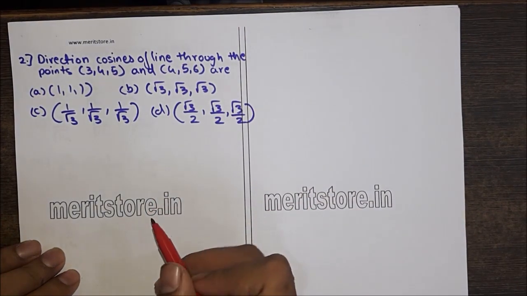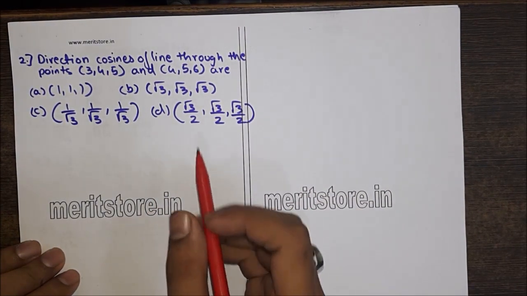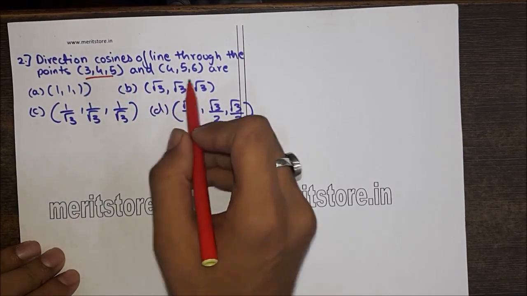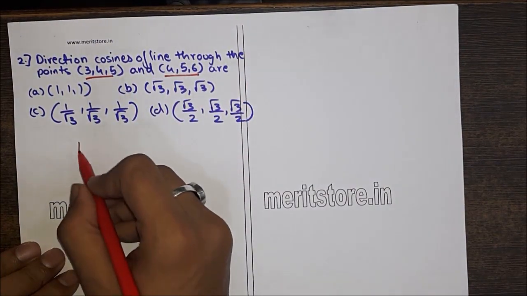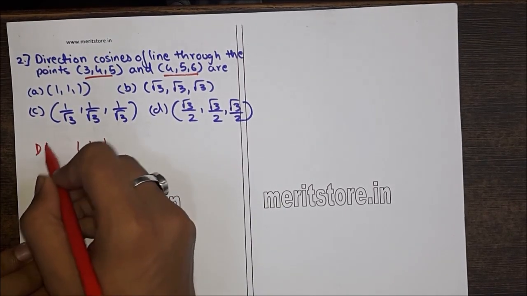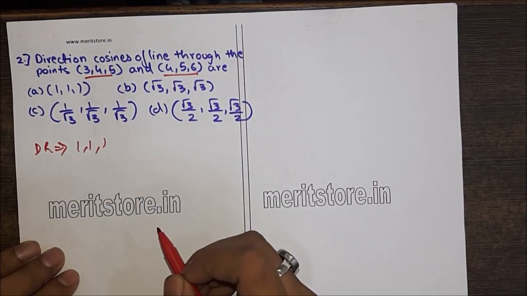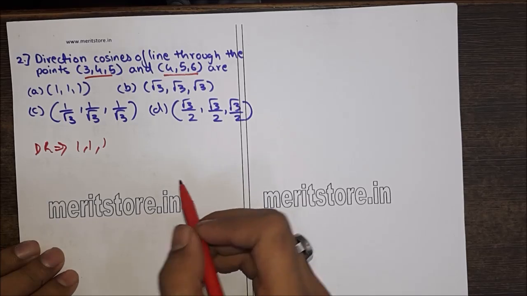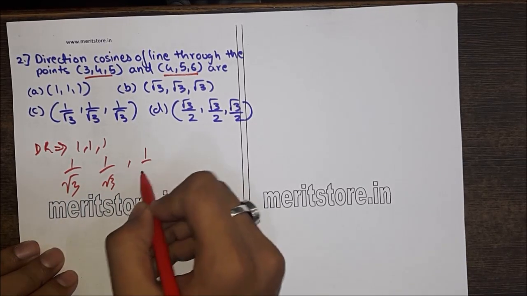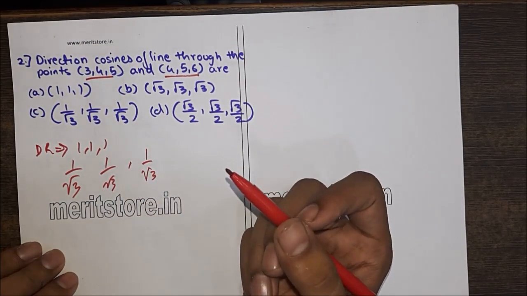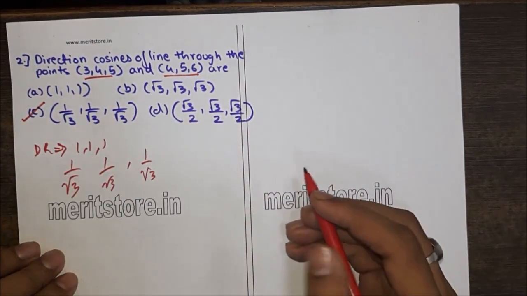Okay, the direction ratios of the line through the points 3, 4, and 5 and 4, 5, and 6 are equal to 1, 1, and 1. So the DR would be 1, 1, and 1. So the direction cosines would be 1 by root 3, 1 by root 3, and 1 by root 3. So our correct answer is option C.